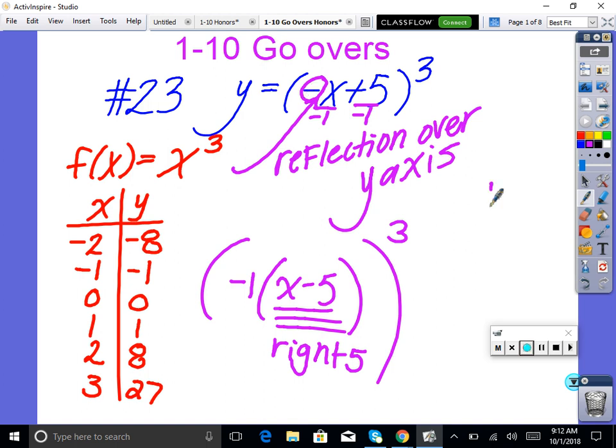Now guys, if you reflect something over a y-axis, look, here's the point. If I reflected over the y-axis, that would change your x's to be opposite. So in this one, we're going to times all of our x values by -1.